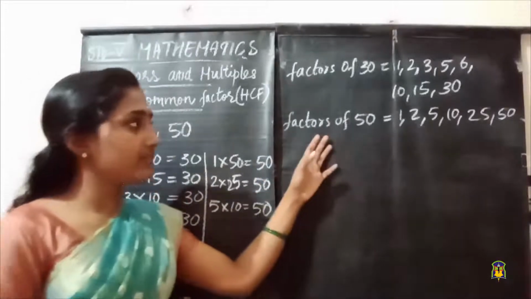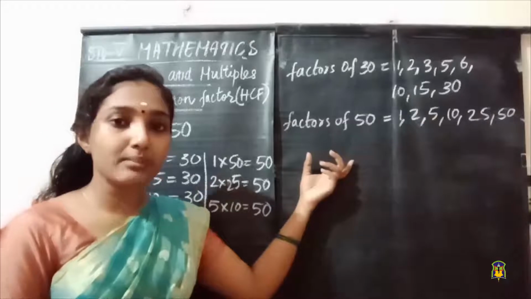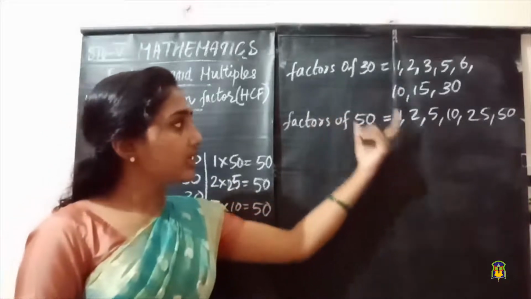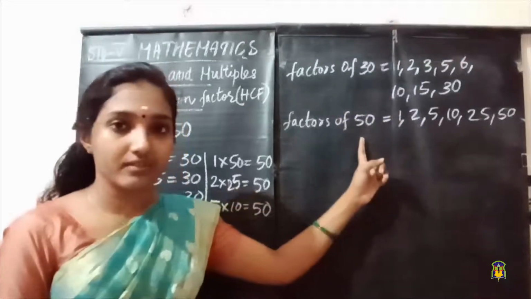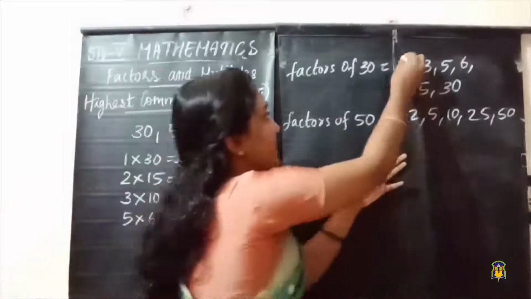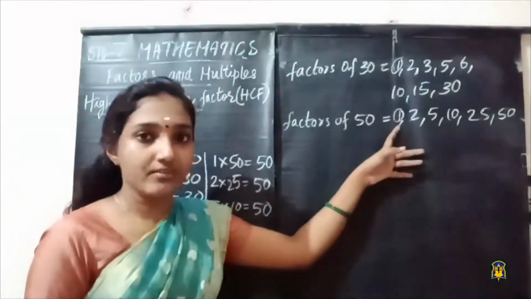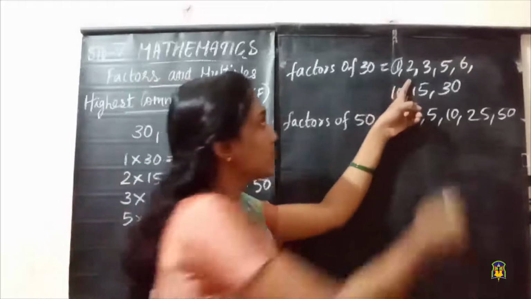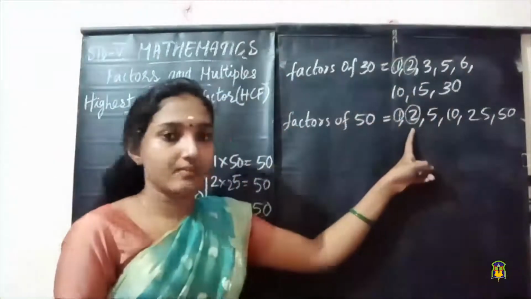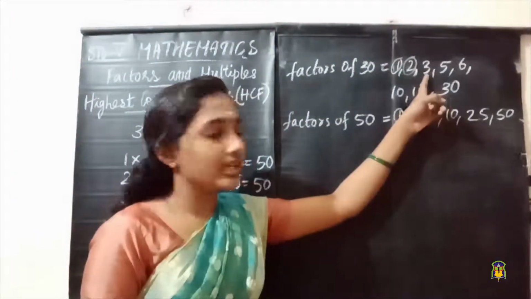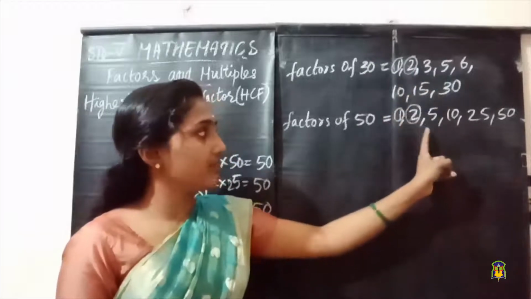Okay, so we got the factors. Now we will go for the common factors. So what is meant by common factors? When we are looking at this list, we can see that some factors are there in both 30 and 50. Right. So which are they? Look for 1. 1 is in 30 and it is also in 50. Right. Then 2. 2 is a factor of 30 as well as a factor of 50. Then next, 3. 3 is a factor of 30 but not a factor of 50.